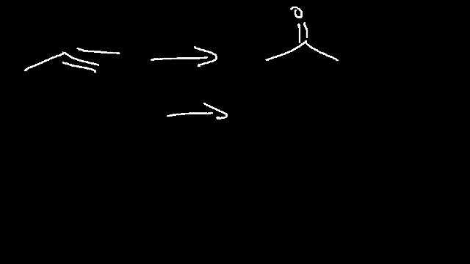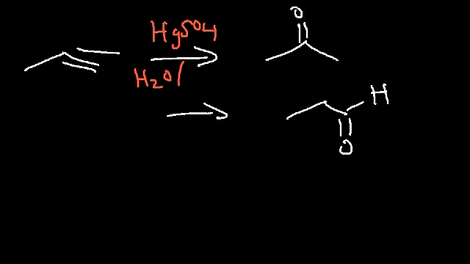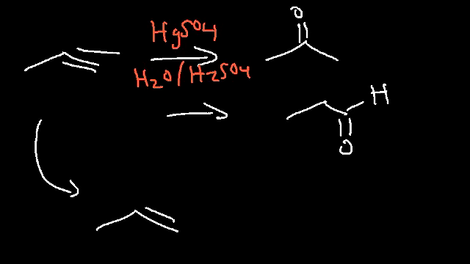Now, starting from the alkyne, how can we make a ketone and an aldehyde from it? There are some reagents that you should know regarding this. So to make the ketone, what you really need is mercury sulfate with water and sulfuric acid. Now initially, before you get the ketone, you're going to get something called an enol. And the enol is going to tautomerize into the ketone.